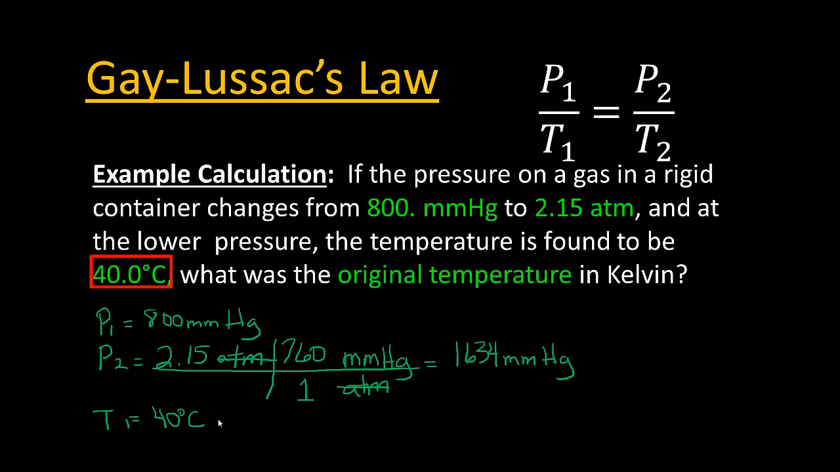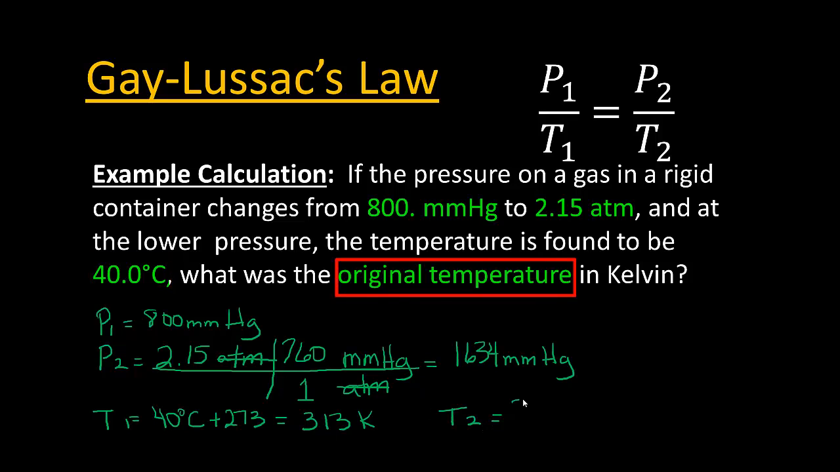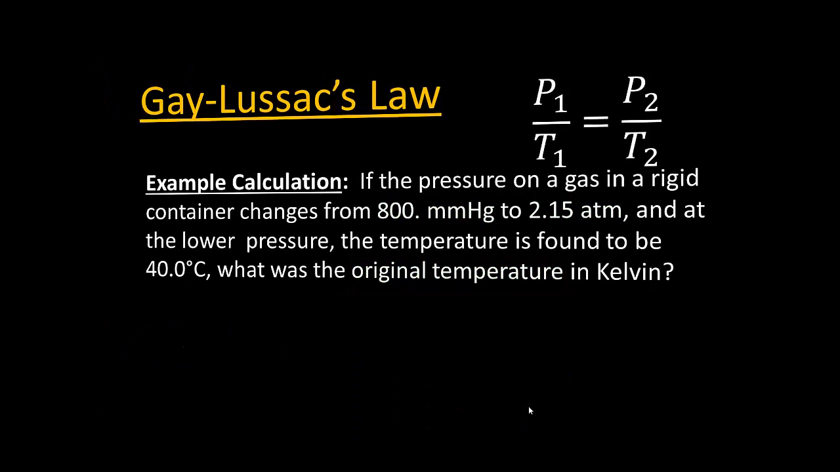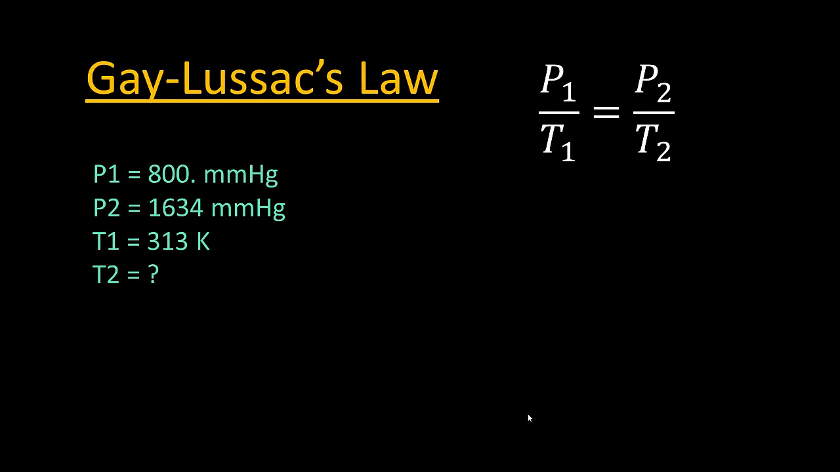Now our initial temperature is 40 degrees C. We always have to convert our Celsius into Kelvin, so we're going to go ahead and do that right now. We're going to add 273, and that is 313 Kelvin, and we are looking for our final temperature. All right, since we're looking for our final temperature, we need to get the T2 on the top, and we need to get it all by itself. So we need it to look like T2 equals.